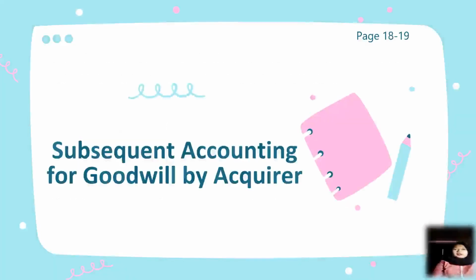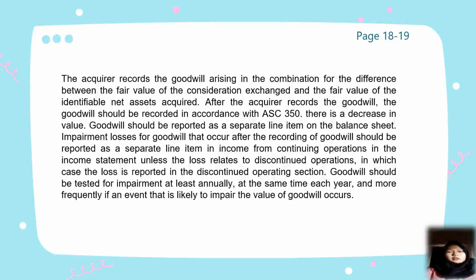I will continue the presentation, and we will talk about the subsequent accounting for goodwill by acquirer. The acquirer records the goodwill arising from the combination for the difference between the fair value of the consideration exchanged and the fair value of the identifiable net assets acquired. After the acquirer records it, the goodwill should be accounted for under ASC 350. There is a decrease in value.